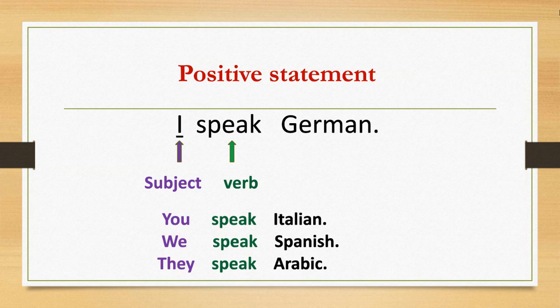I change the language on purpose so you can learn new vocabulary related to the languages. The language in Italy is Italian. The language in Spain is Spanish. The language in Arabic countries is Arabic. The verb speak takes the same form with I, you, we, and they.